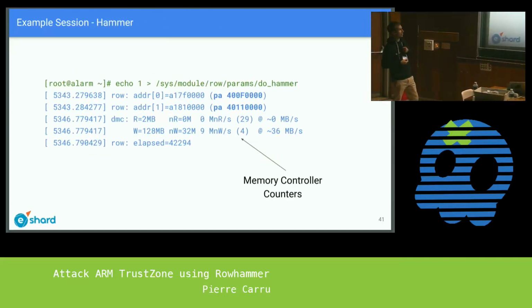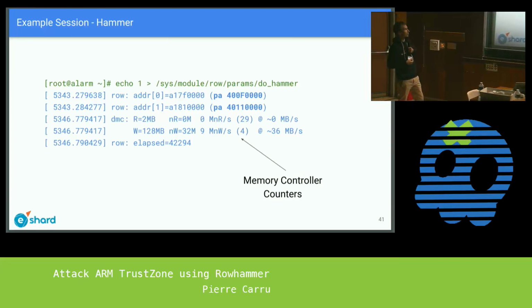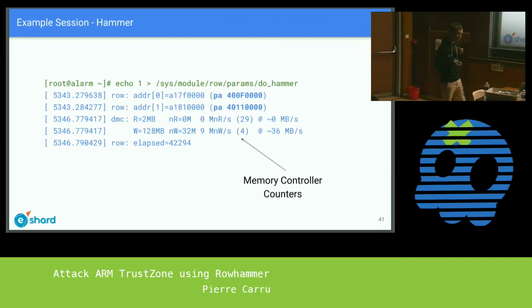For example, here we access these rows at these addresses, and that will probably generate faults in the nearby memory areas. We also have counters from the DRAM controller, which tell us how many reads per second we do, because that's the important thing about Rowhammer. If you can't do enough accesses per second, then your attack is not successful.